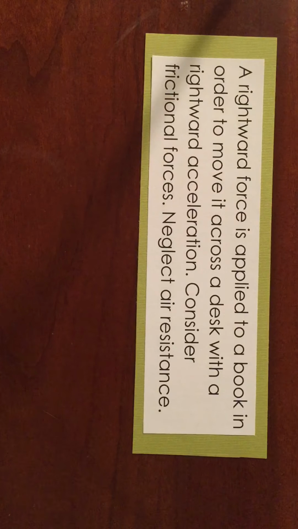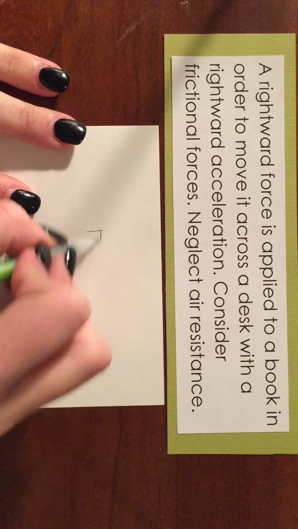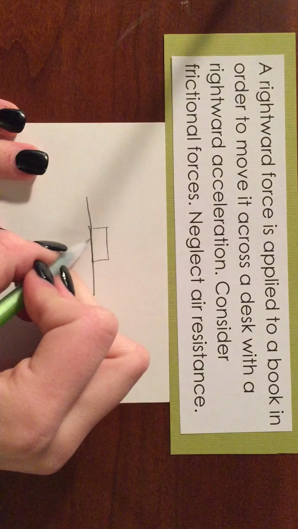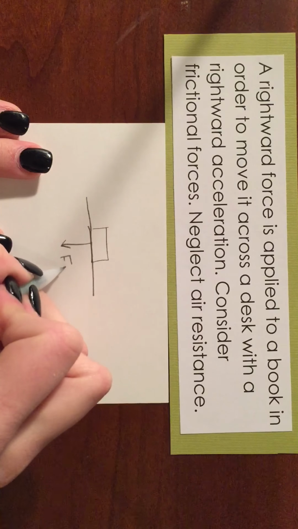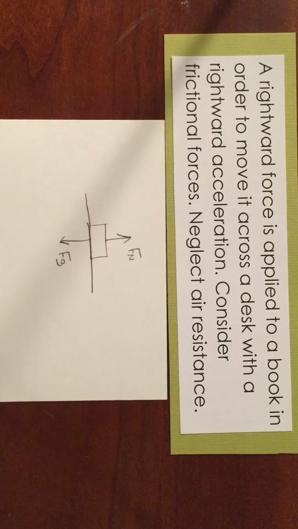In our third example, a rightward force is applied to a book in order to move it across a desk with a rightward acceleration. Consider frictional forces, neglect air resistance. So in this problem, we have our book and it's on a horizontal surface. Just like in the first one, we have a force of gravity working downward and we have a force normal working upward. But this time, we have a different force, an applied force.